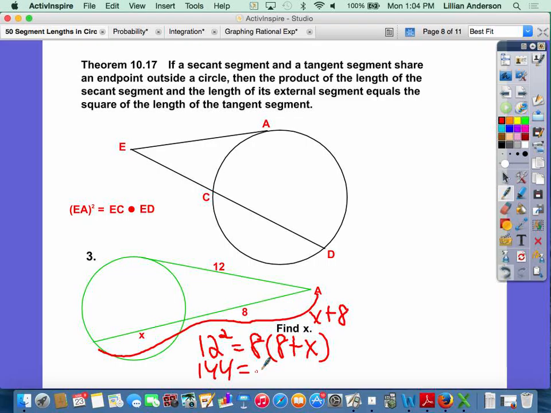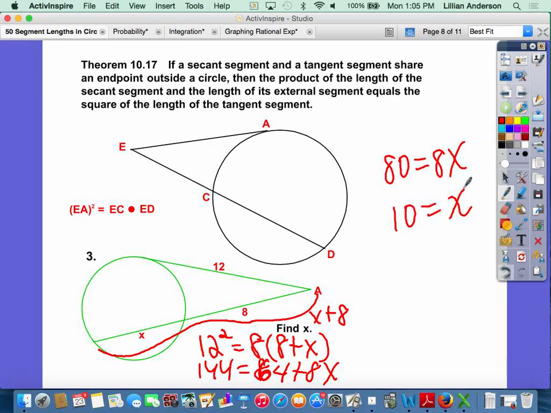144 equals 64 plus 8x. Subtract 64, what do you get? So you have 80 equals 8x, and so x equals 10. Because 8 times 8 is 64.